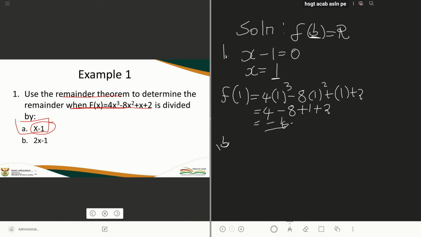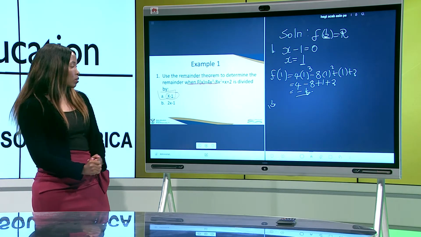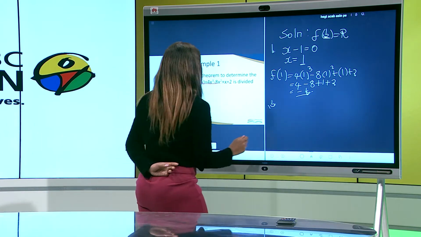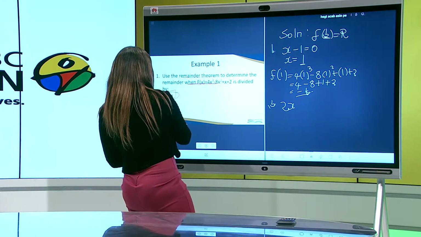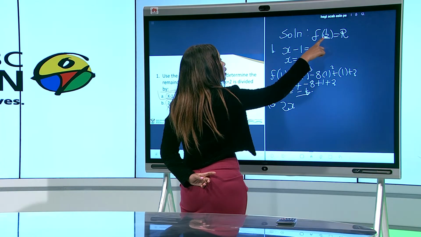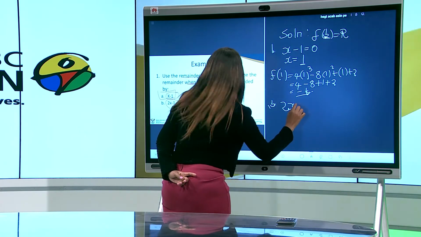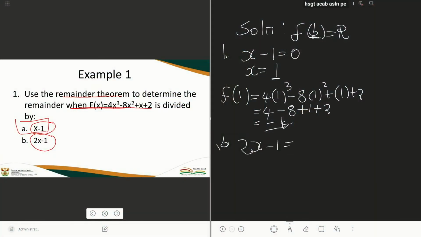Let's move to the next one, letter B. This one is more or less the same as that one, but the only difference is that our b, or our value of b, will no longer be the same as the previous one. So still, we need to equate our divisor to 0 in order for us to obtain the value of what? Of b there. So 2x minus 1 is equal to 0. So 2x will be positive 1, transpose, divide both sides by 2.